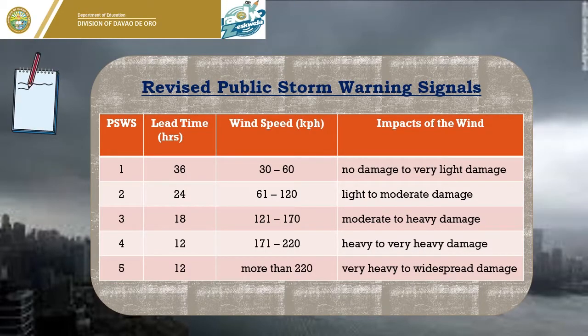Public storm warning signal number 4: 12 hours lead time, 171 to 220 km per hour wind speed, heavy to very heavy damage. And public storm warning signal number 5: 12 hours lead time, with more than 220 km per hour wind speed, very heavy to widespread damage.